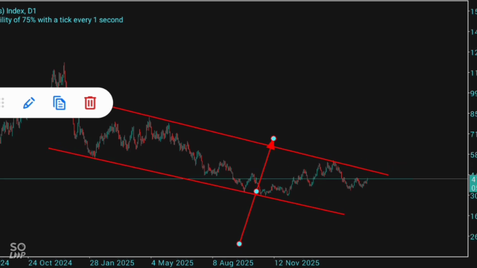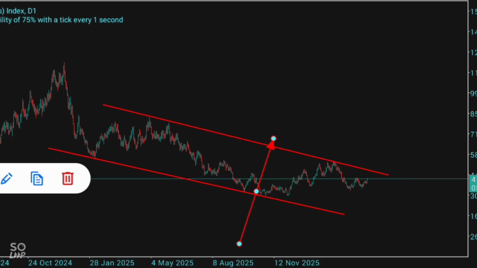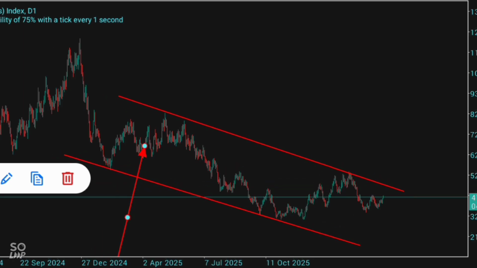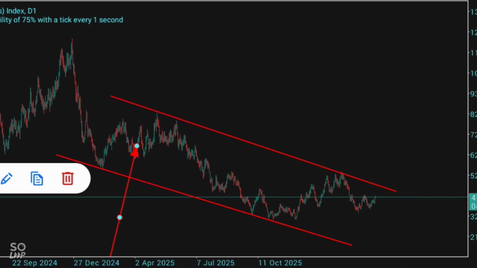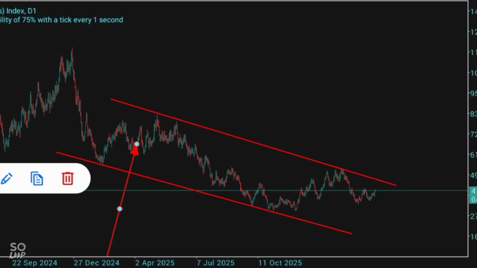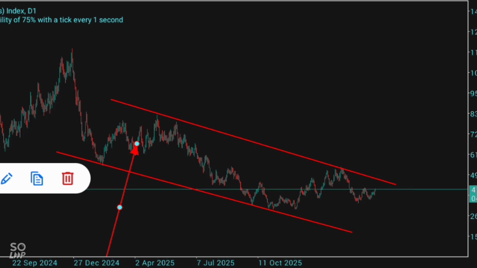Okay, let's do this. Let's analyze from here. So basically we are looking for sales in this case. I'll show you how to do that first with some chart patterns, and first let's analyze this market.